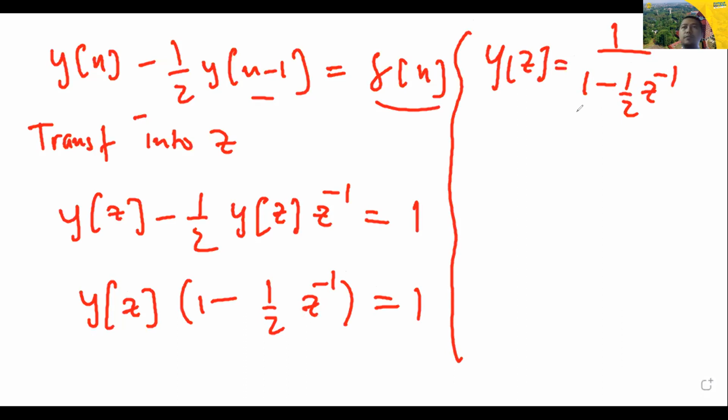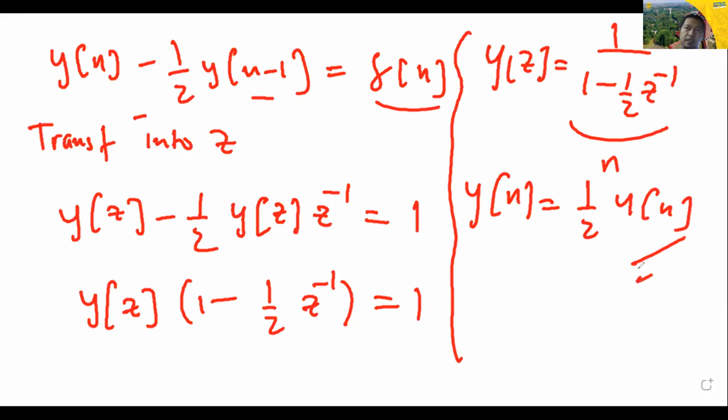And you remember this form: if we inverse transform it to n, it is inverse to the power of n, and because this is a negative power of z, it should be n, something like that. Okay, we got y n become one half to the power n, times u n. Okay, are there any questions?